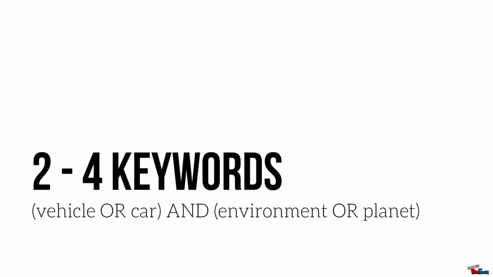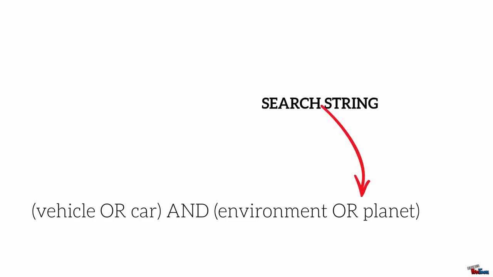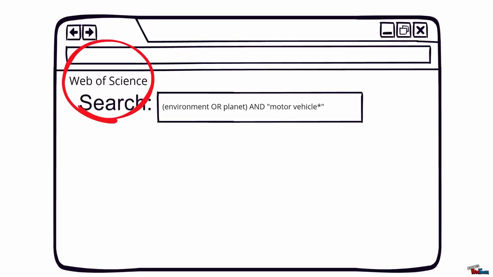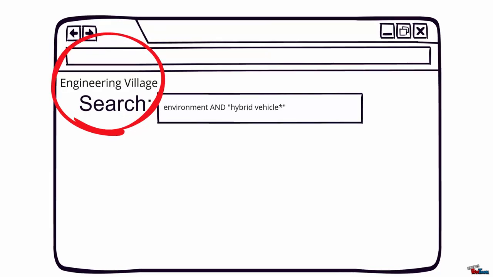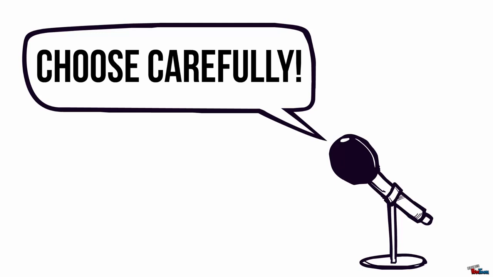When performing a search, plan to use between 2 to 4 keywords. This combination of terms is called a search string. Try out your search strings in different databases. Aim to use at least 3 databases for your research. Remember that each keyword is important because your search will only return results containing that word.